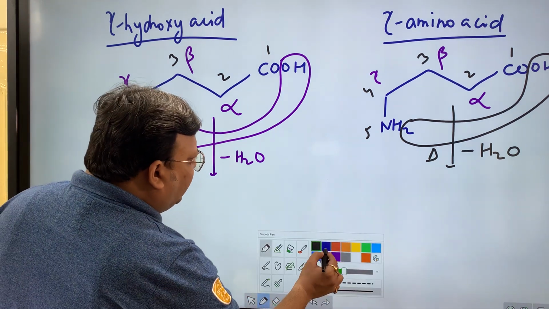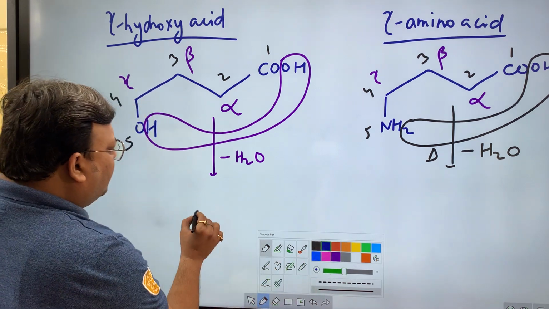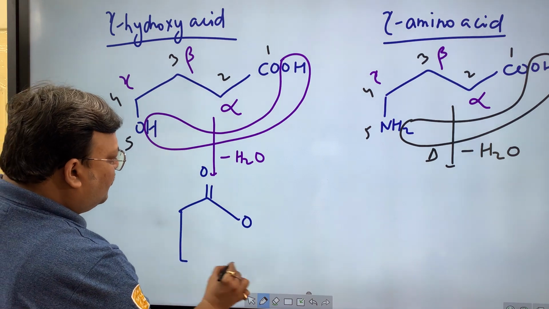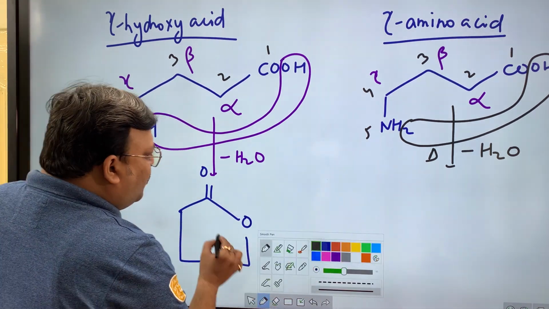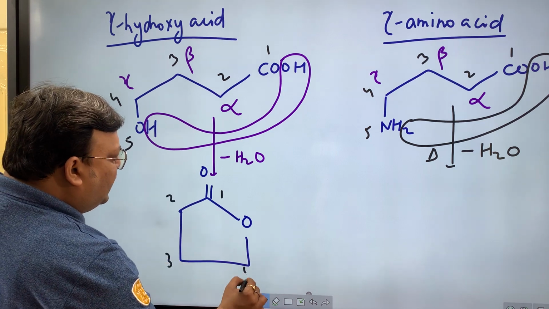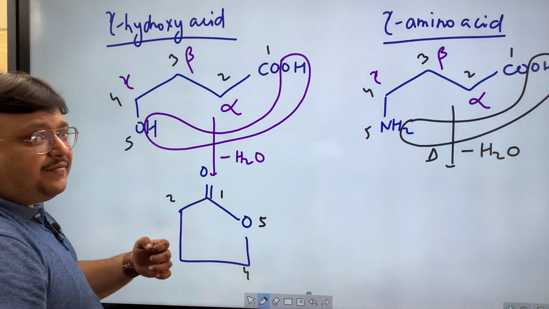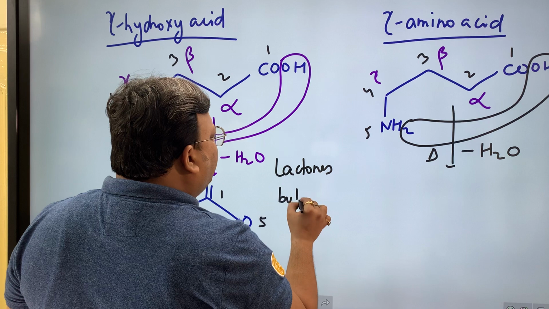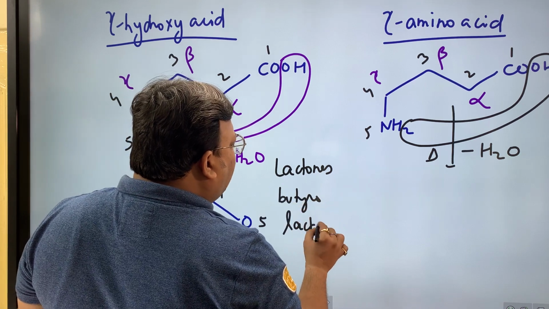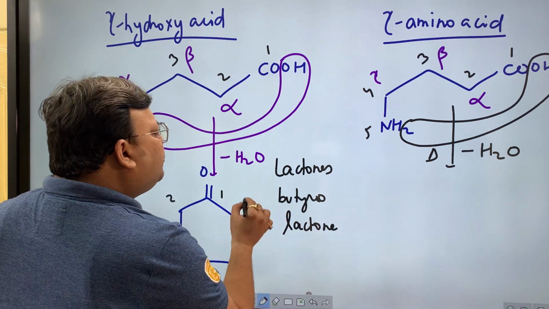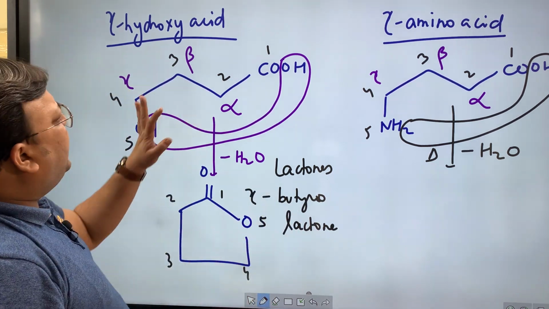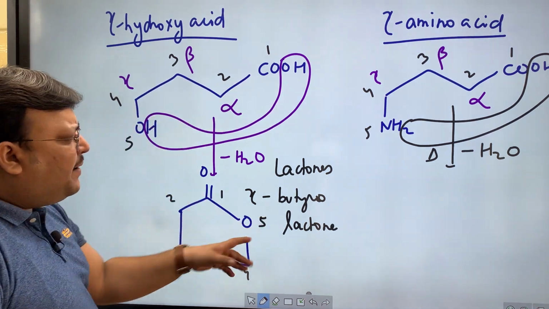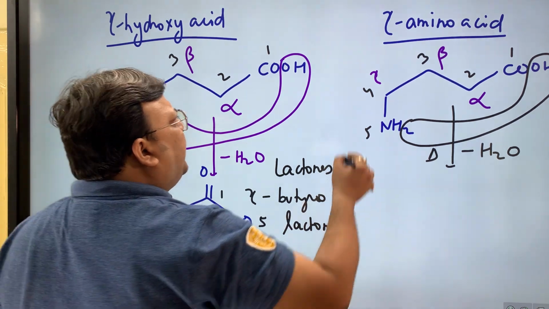So let me draw a 5-membered cyclic ester. A 5-membered cyclic ester would look like this. I'll again give the counting 1, 2, 3, 4, and this is 5. Now, 5-membered cyclic esters are called lactones. In this case, you can call it butyrolactone. You can also call it gamma butyrolactone because it comes from a gamma hydroxy acid. Again, butyro because it's a 4-carbon compound eventually. So gamma butyrolactone, this is how the final product will be obtained.